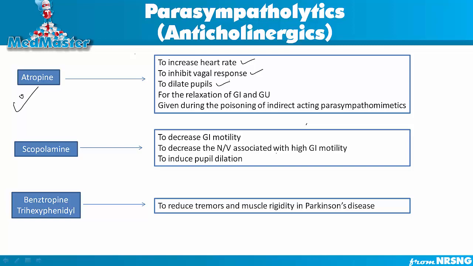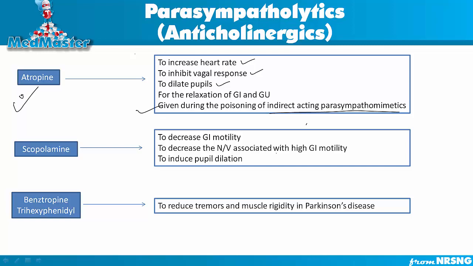Now when we block the parasympathetic nervous system, it's going to relax the GI, and GU is going to slow down. So we can give this medication for relaxation of the GI and GU system. And also, if you have reviewed the parasympathomimetic drugs, there is a class called indirect acting parasympathomimetic drugs. Whenever there is a poisoning of indirect acting parasympathomimetic drugs, the heart rate goes down, and in order to bring the heart rate up, atropine is often used as an antidote. So that's the important thing to remember.